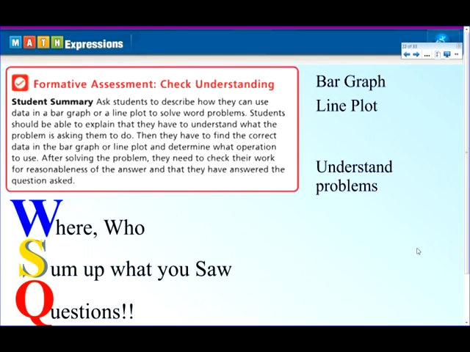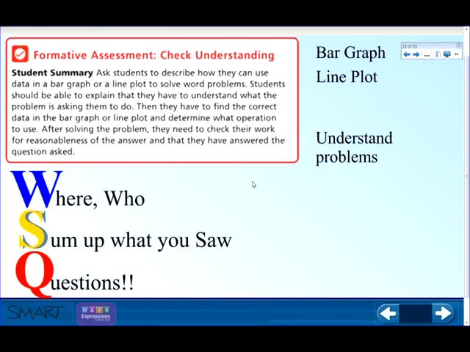Here's where we're at. We're going to sum up where we've been. I've tried to show you what a bar graph is and how to use it. A line plot, I've reviewed how to use that and what it is. So that's the main objective. So check your understanding. Do you understand what a bar graph is? Do you understand what a line plot is? Do you know how to read those two graphs? And if you're given a problem, would you be able to understand how to work it?